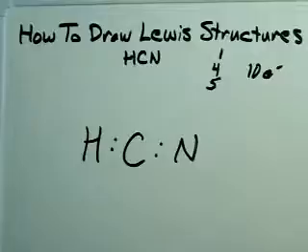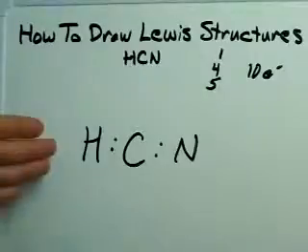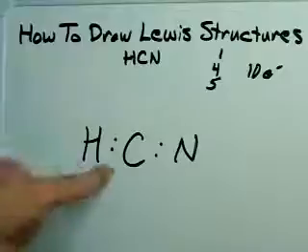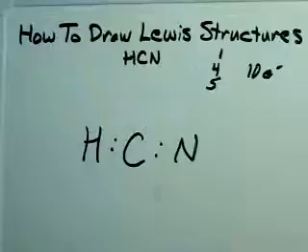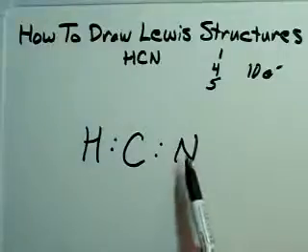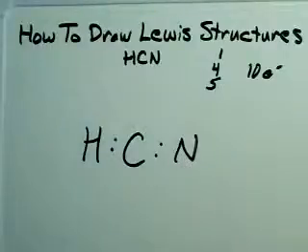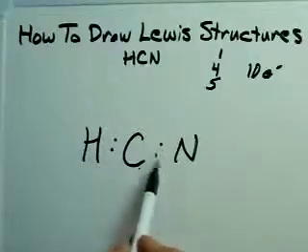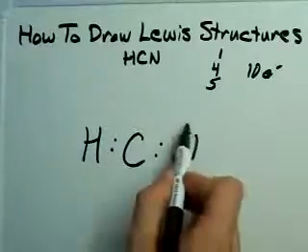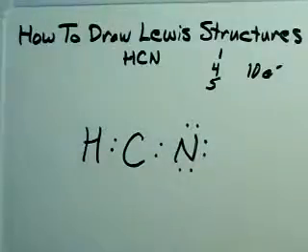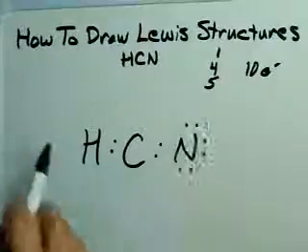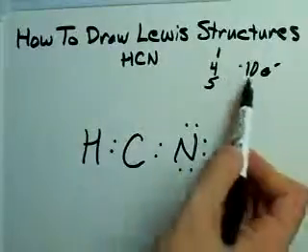Step 4 is to add the rest of your electrons to the outer atoms until they satisfy the octet rule. Hydrogen is an exception to the octet rule. It only needs 2 electrons around it, and it already has that, so that's done. Nitrogen, on the other hand, needs 8 to satisfy the octet rule. We've already put down 1, 2, 3, 4 electrons. Let's put down 5, 6, 7, 8, 9, 10. We now have 10 electrons here, the number that we need in the molecule.